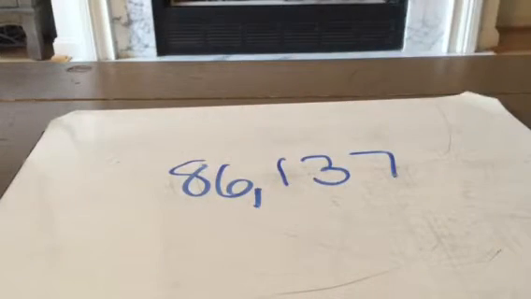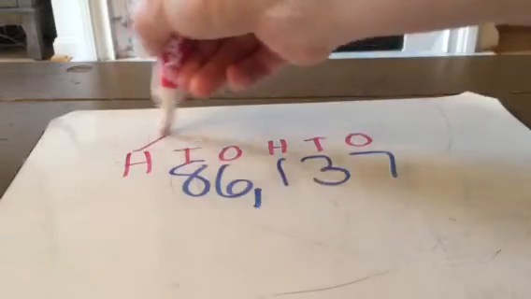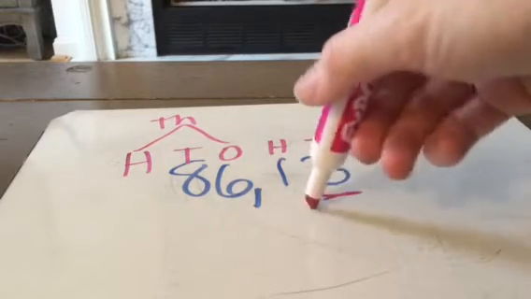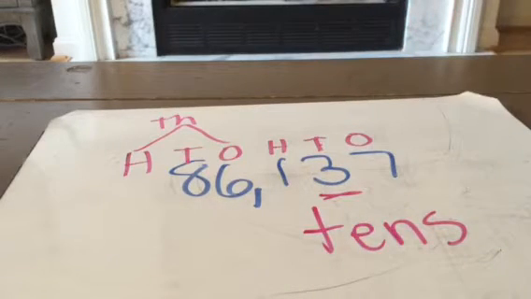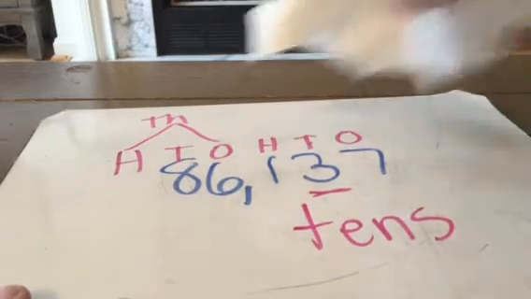86,137 is how I would say that. And I want to know what place the 3 is located in. So I'm going to make my HTO above the numbers. This is my thousands house. And I want to know about the 3. So I see the 3 is in the tens place. So our answer is tens. If it asked for the value, it would be 30, but it's asking for the place. Place is location.